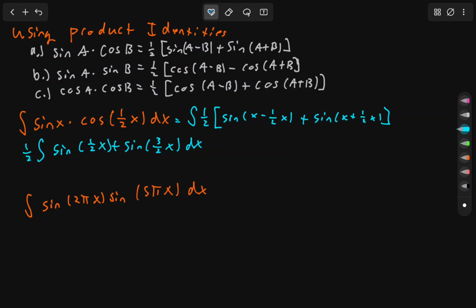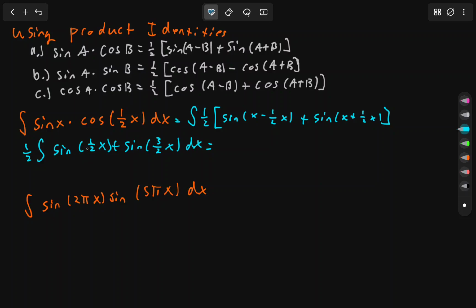And now these are two separate integrals that we can evaluate. Whenever we integrate this, we can use u substitution for each of these. So we're going to say u, or actually, let's not. Let's try and do some math in our head here.